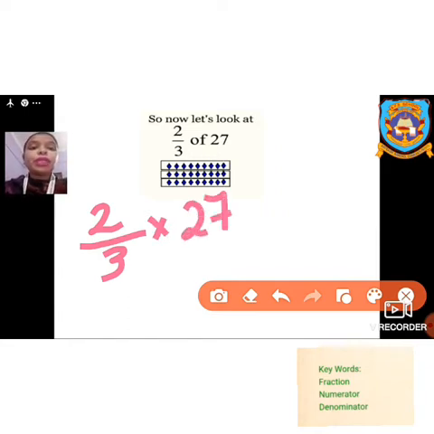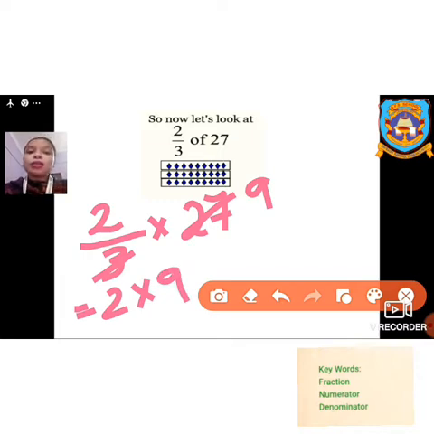27. This 27 you can divide by 3 and you will get how much? 9. 3 into 9 equals 27. Now afterwards, what are the numerators? 2 into 9. Below there is 1, that means the denominator, but you already know that if you divide any number by 1, you will get the same number itself. So 18.